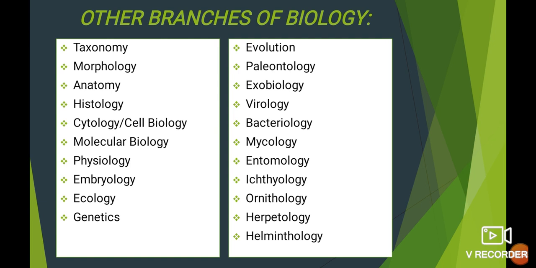Next, we have ecology. Ecology is the study of living organisms in relation to other organisms and to their environment. So again, ecology is the study of the relationship of an organism to another organism and to their environment. Next, we have genetics. Genetics is the study of heredity or genes.